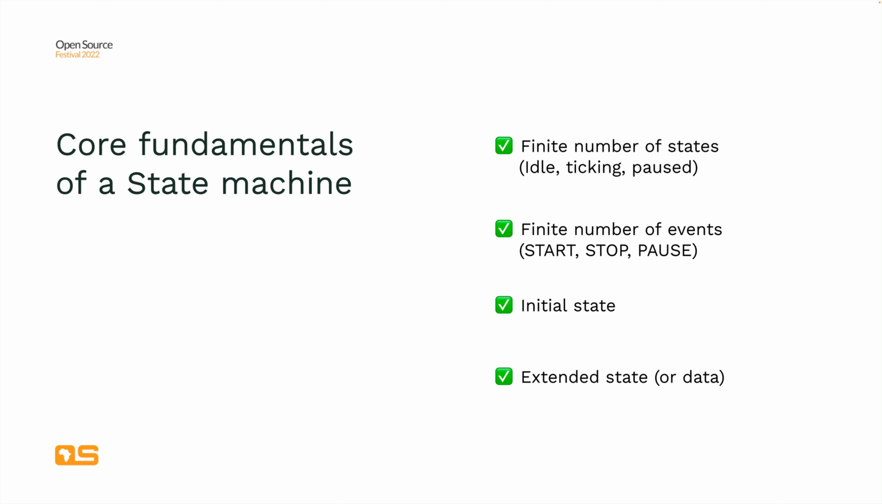And then the last thing is a piece of extended state or data. So this is literally the data requirements for your components that you need. Maybe something you need to show in the UI that is actually exposed to the user interface itself.